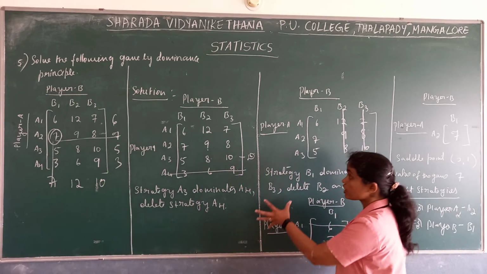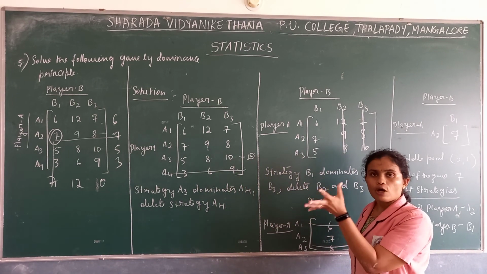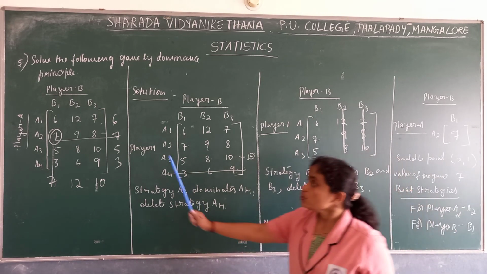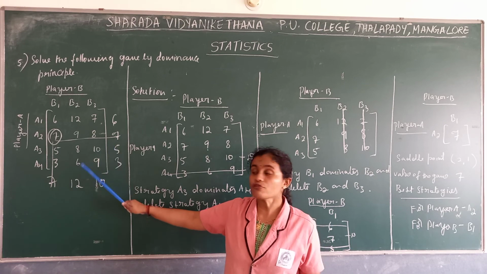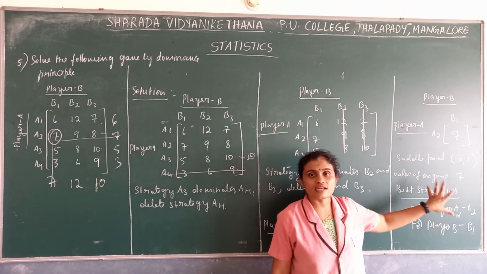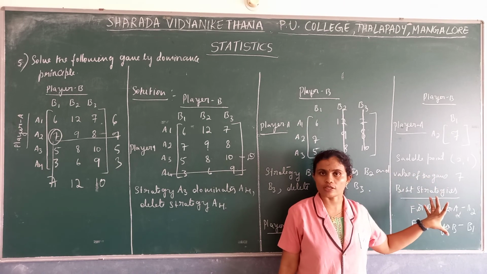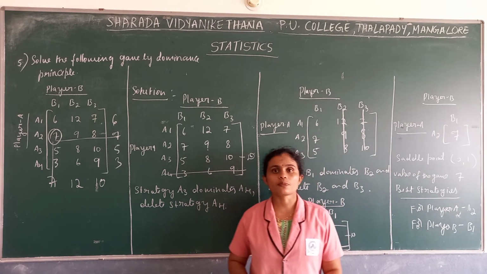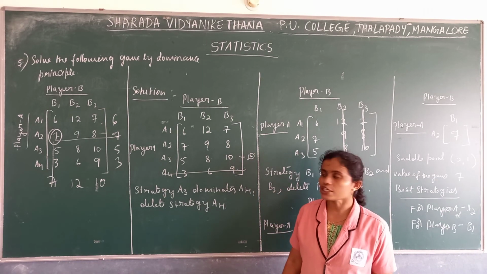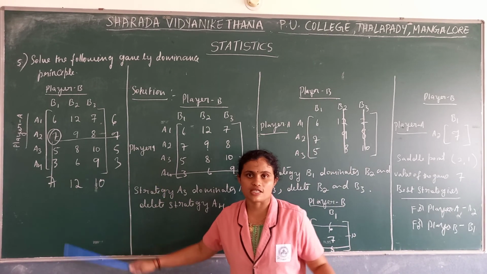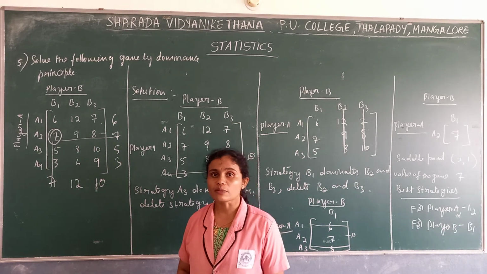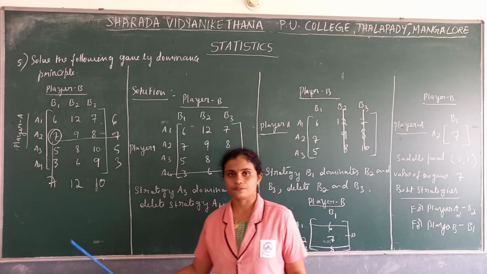After working out a dominance principle problem, you can verify by applying the same problem with minimax and maxi min. Then you will get to know whether your answer is proper or not. In the dominance method there is a possibility of going wrong, but maxi min and minimax is very easy. So you can verify your answer. The dominance principle answer you can verify by applying minimax and maxi min.